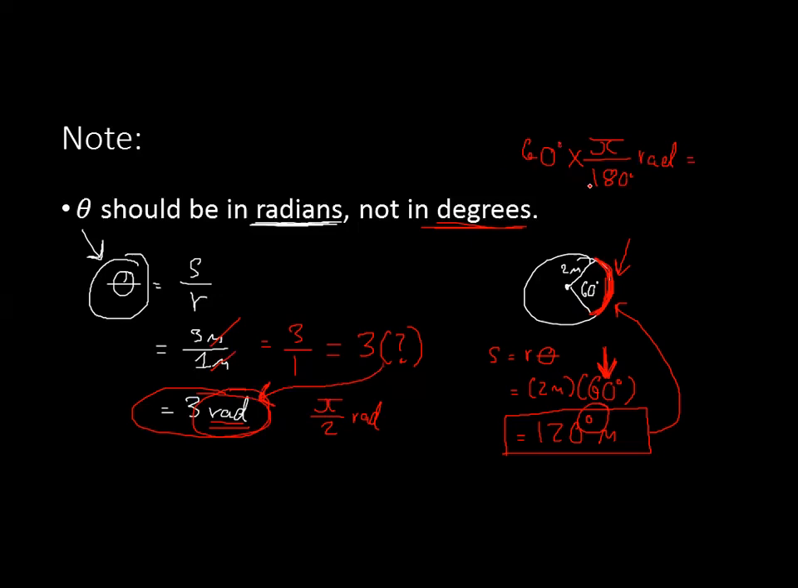60 degrees and 180 degrees are both divisible by 60 degrees, so we can simply divide them both by 60 degrees. 60 degrees divided by 60 degrees is just 1. 180 degrees divided by 60 degrees is 3. So we have 1 times pi all over 3 radian. So the result here is pi all over 3 radian.